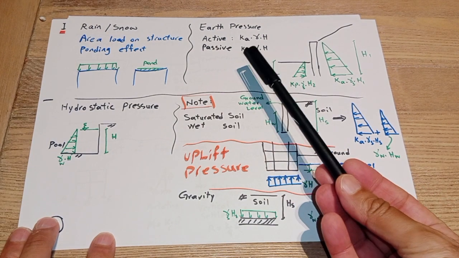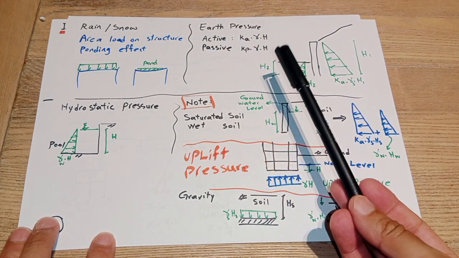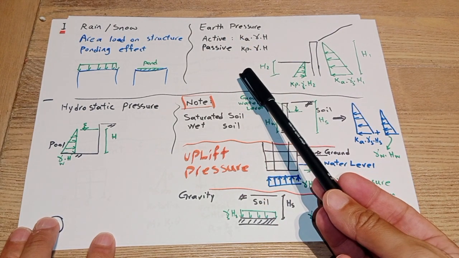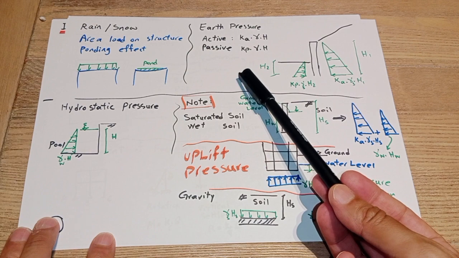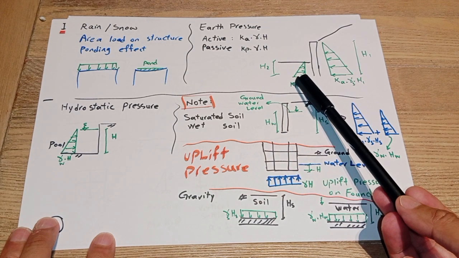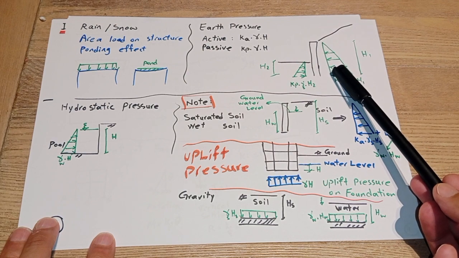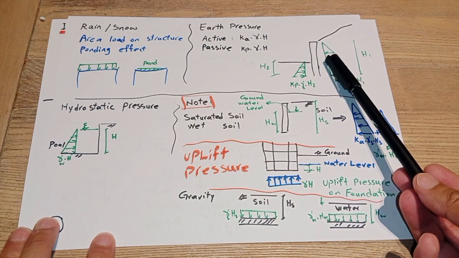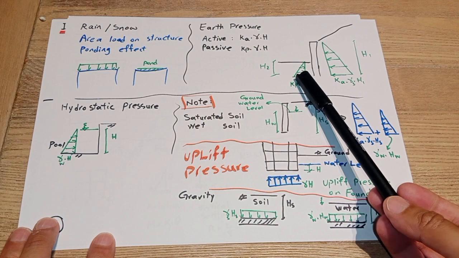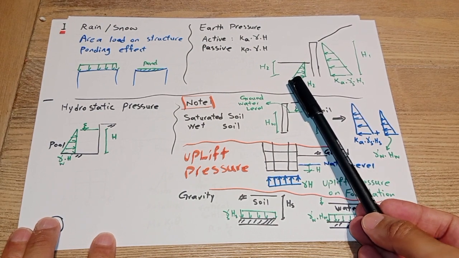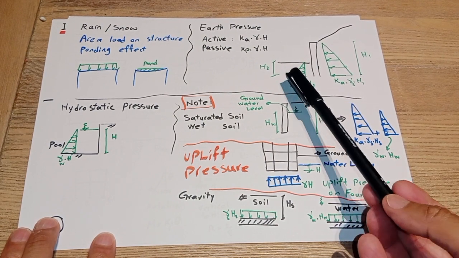The other one is earth pressure or soil pressure, that is divided in two parts: active pressure and passive pressure. Active or attacking pressure, that we are going to design the structure for, and passive pressure, that is helping the structure to withstand the active pressure.